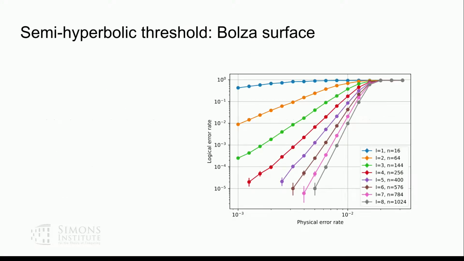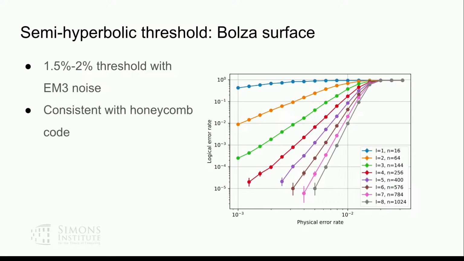And yeah, the threshold is, if you consider these families of codes as defined from fine-graining the tiling and looking at these semi-hyperbolic lattices, locally they're essentially the same as the honeycomb code, and that's all this plot is showing, that the noise threshold here for this EM3 noise model is essentially identical to the honeycomb code when you fine-grain the tiling.